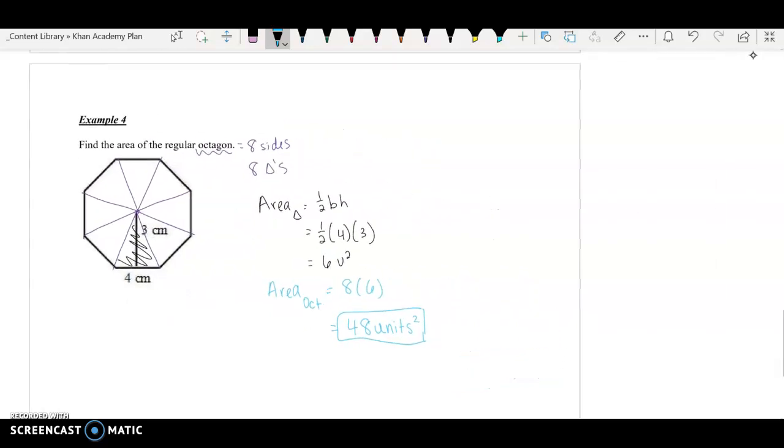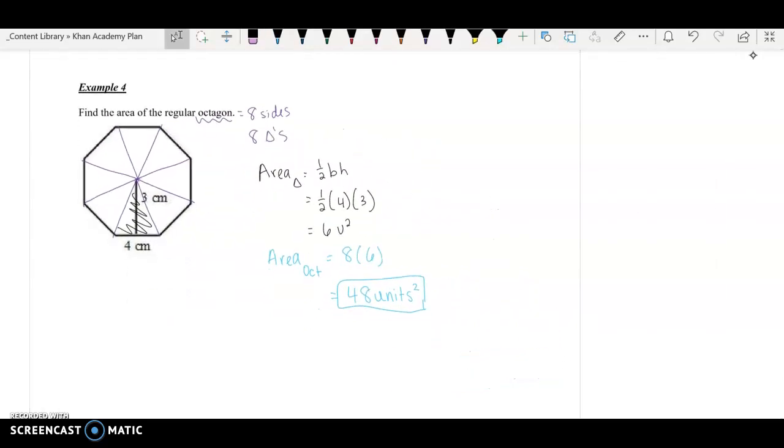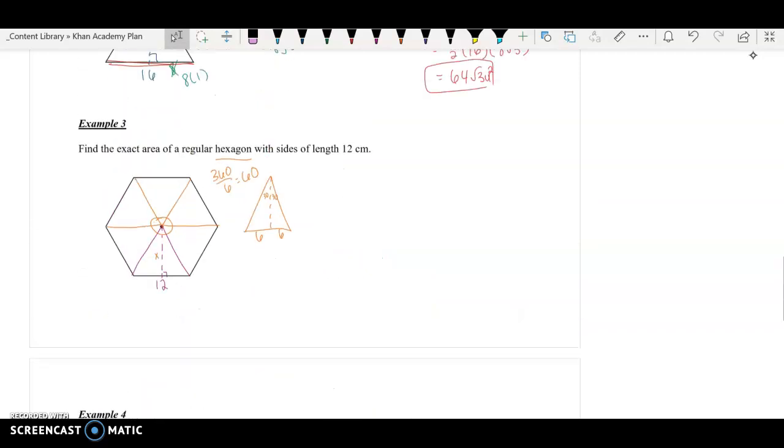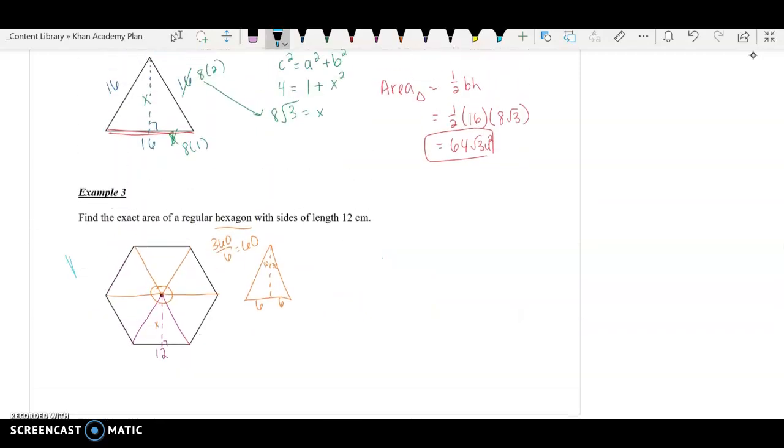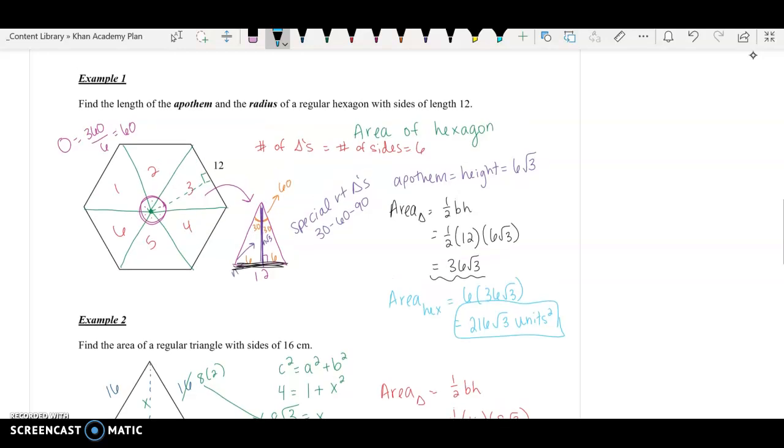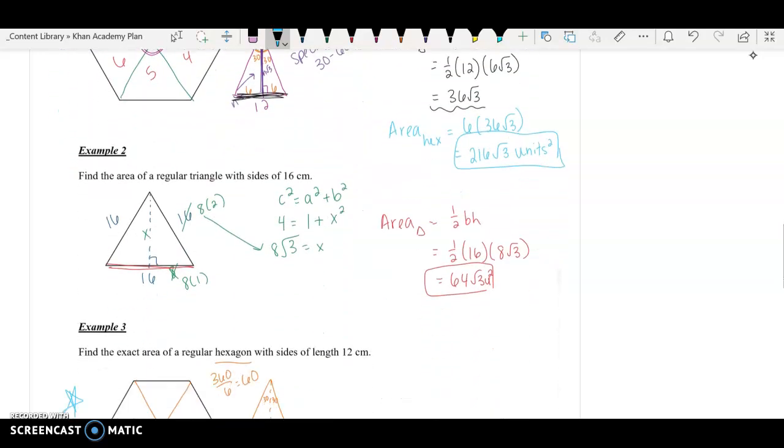Okay, so this is what some of your problems are going to look like, but occasionally you do get these types of problems where you have the extra work to have to find the central angle and then use a special right triangle and all of that. Okay, so keep that in mind.